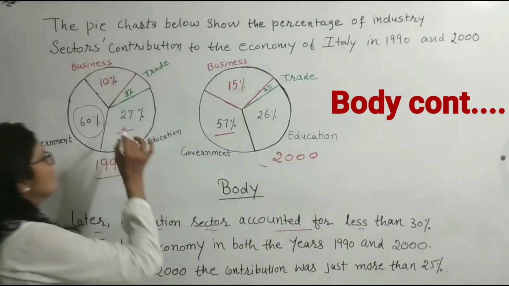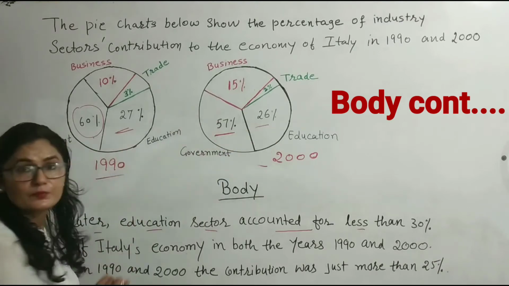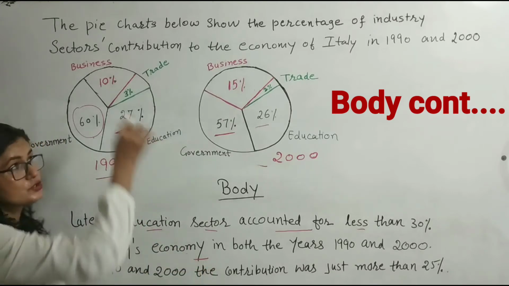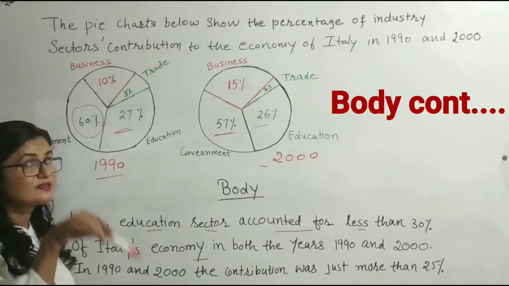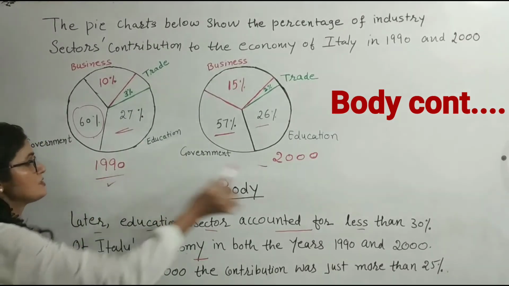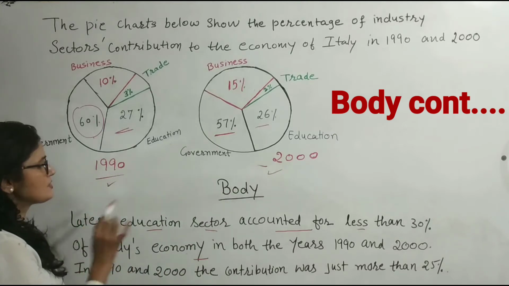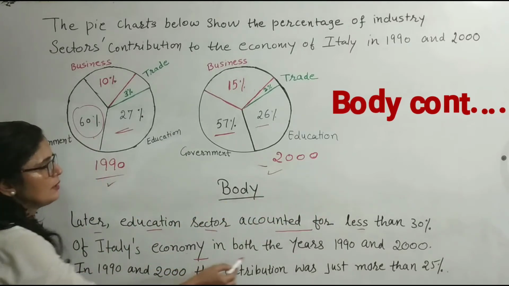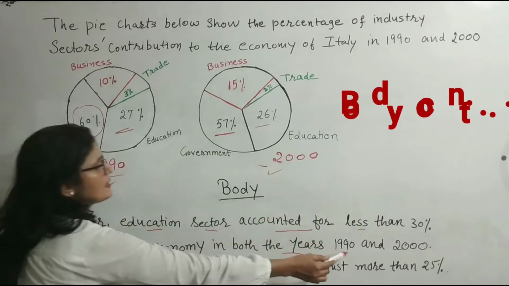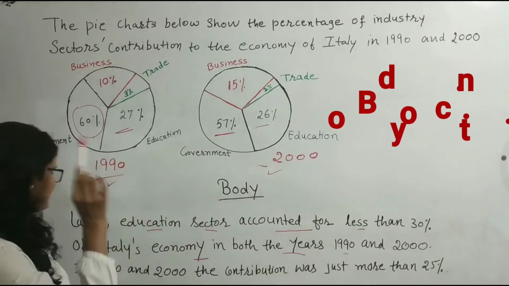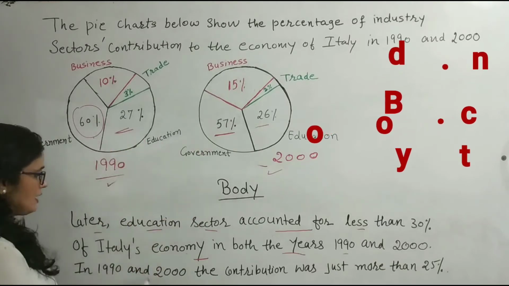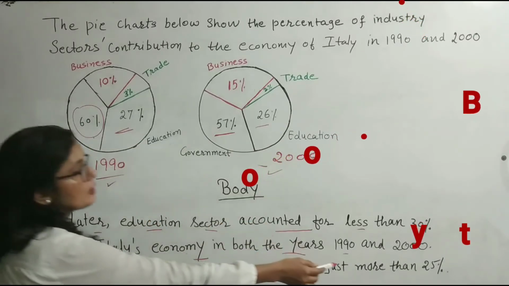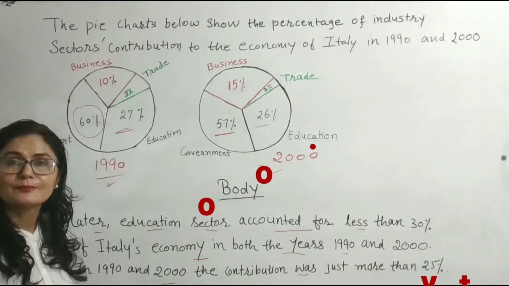Less than 30%. See, 27% and 26%. Means it's less than 30% of Italy's economy. We are talking about Italy's economy, in which different sectors contributed in 1990 and 2000. So later the education system accounted for less than 30% of Italy's economy in both the years. Which years? 1990 and 2000. Just mention it. In 1990 and 2000, the contribution was just more than 25%.